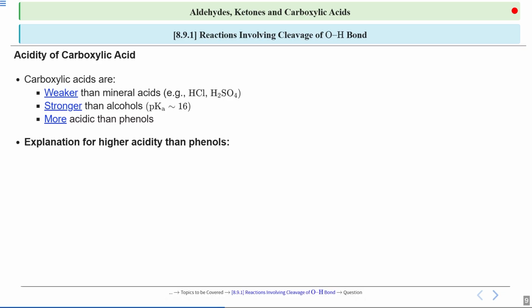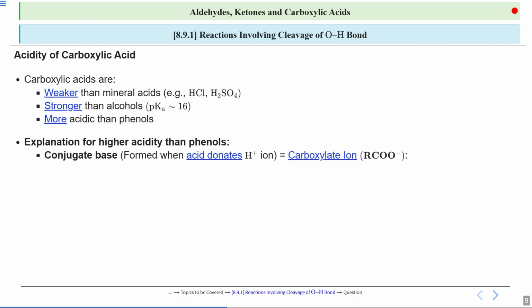Now we will see why carboxylic acids are more acidic than phenols. First we will see the acidity for carboxylic acid, and then for phenols, and then we will compare. Whenever an acid donates a proton, it forms a conjugate base, and here in this case it is a carboxylate ion. So if COOH donates a proton, which is H plus, it forms a carboxylate ion, which is RCOO minus.